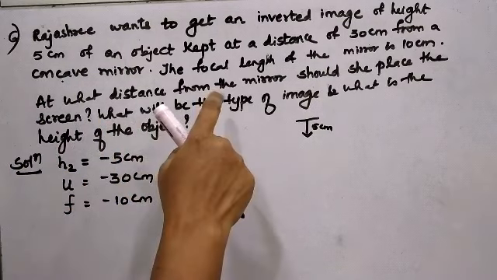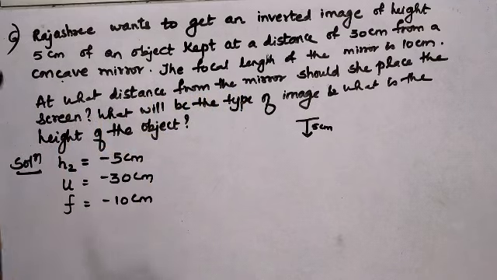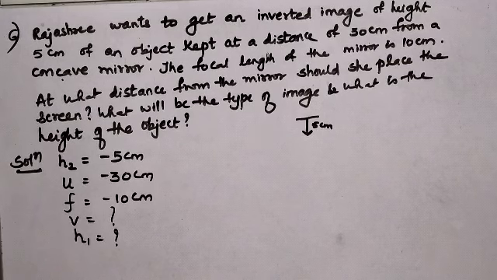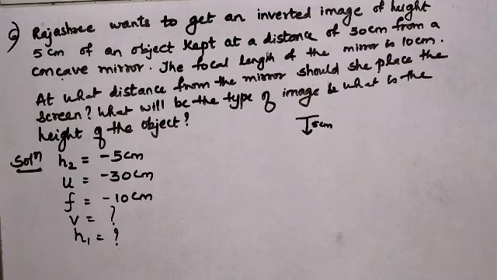Then, at what distance from the mirror should she place the screen? That means we have to calculate the image distance. What will be the type of image? So we'll have to see whether it is a real image or a virtual image, and what is the height of the object. That is, we have to calculate h1. Okay. So we use the mirror formula now. What is the mirror formula? 1 by v plus 1 by u is equal to 1 by f. So we use the mirror formula first.